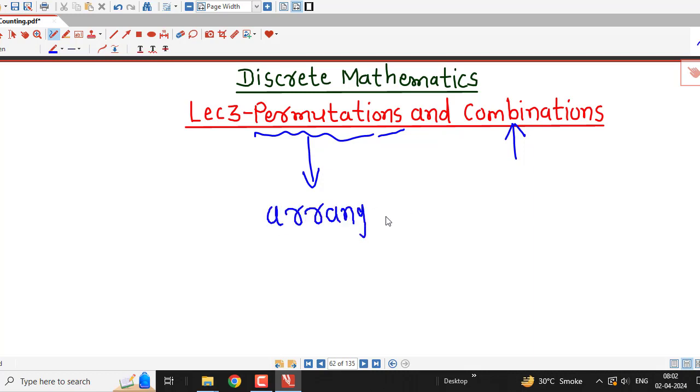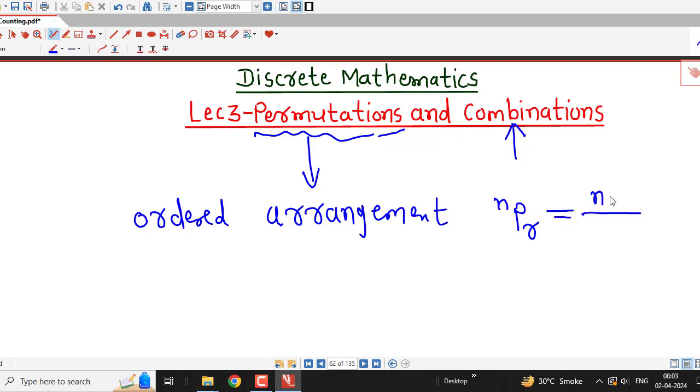an arrangement of objects in which order is important. So we have considered permutation as an ordered arrangement of objects out of given objects, and the number of permutations of n objects taken r at a time is given by nPr equal to n factorial divided by (n minus r) factorial.